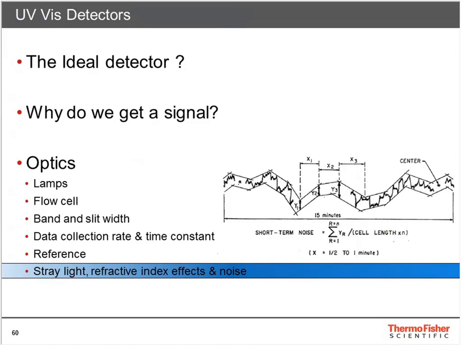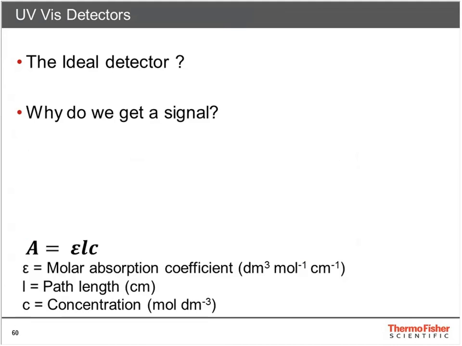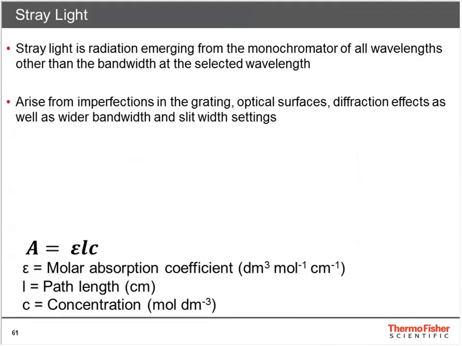Now we're getting close to the end of the presentation. There are only a few more challenges in UV detectors to discuss. Stray light is radiation emerging from the monochromator of all wavelengths other than the bandwidth at the selected wavelength. It arises from imperfections in the grating, optical surfaces, diffraction effects, as well as wide bandwidth and slit width settings. This gets worse when the detector gets old because of accumulated dirt and worn out mirrors in the detector. It always causes negative deviation from Beer's law, which in this case is loss of sensitivity or linearity.